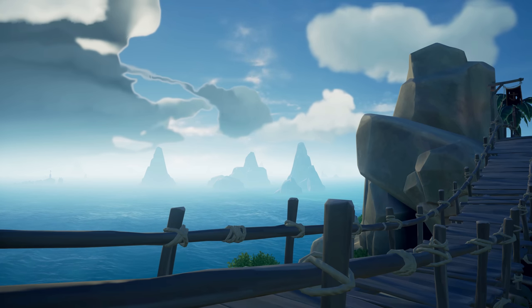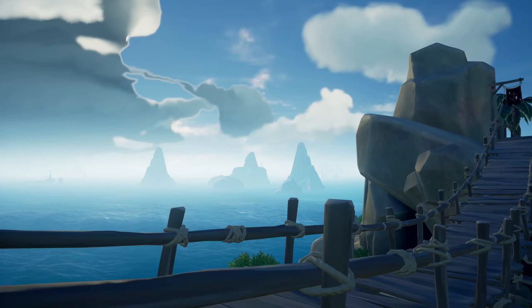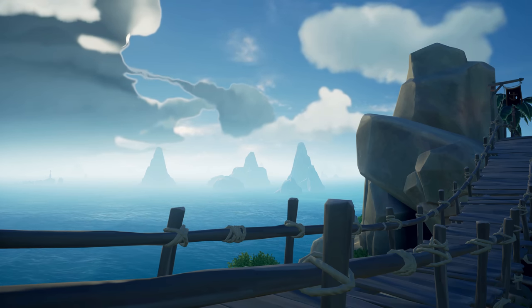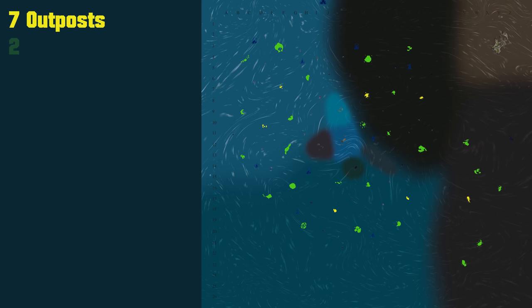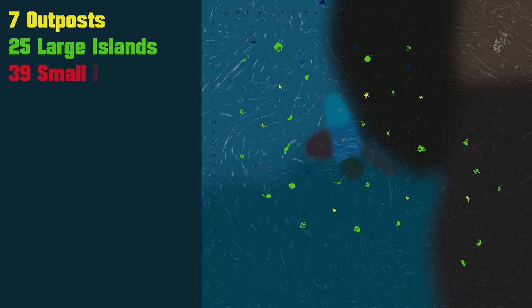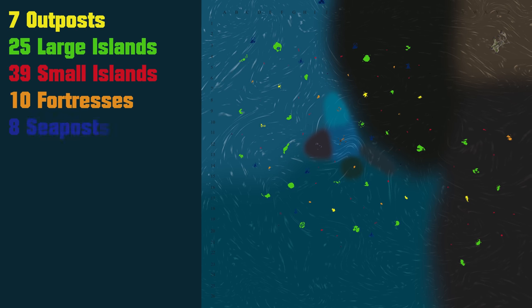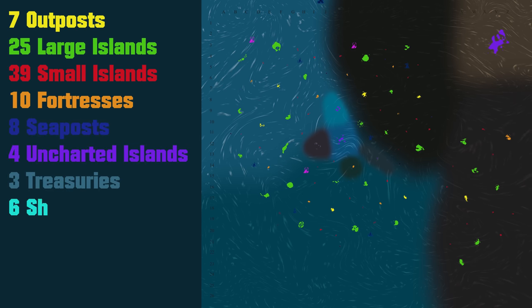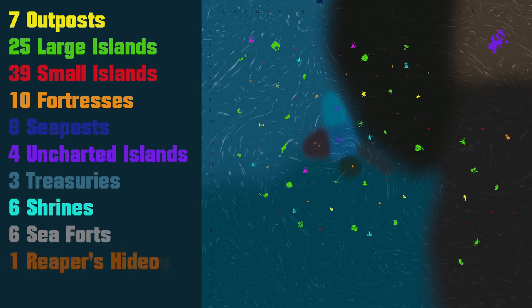Let's focus on the Sea of Thieves itself now. Besides, the Sea of Thieves is where people went to escape the real world, was it not? Here it is, the map. It contains 7 outposts, 25 large islands, 39 small islands, 10 fortresses, 8 sea posts, 4 uncharted islands, 3 treasuries, 6 shrines, 6 sea forts, and 1 reaper's hideout, totaling 109 things on the map.